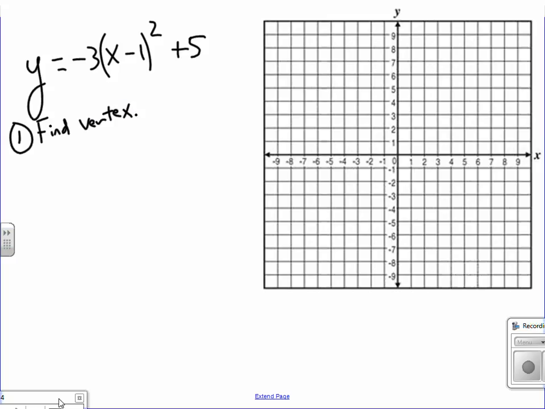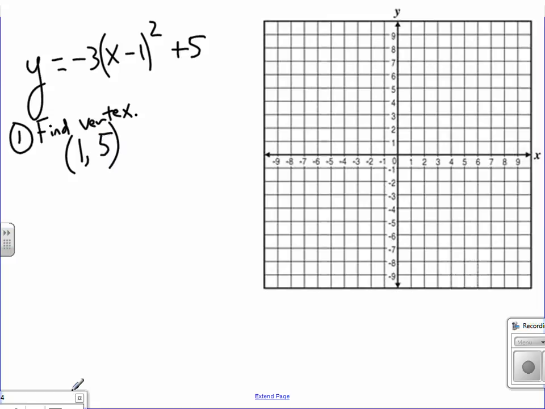And in this problem, we're very lucky because the vertex is basically handed to us on a silver platter, more or less. Inside our parentheses, we have -1. We have to remember to take the opposite of that number, though. The opposite of -1 would be +1. The number on the outside, after the parentheses, is the second coordinate of the vertex, and that number you don't touch. If it's +5, keep it 5. If it's -5, keep it -5.